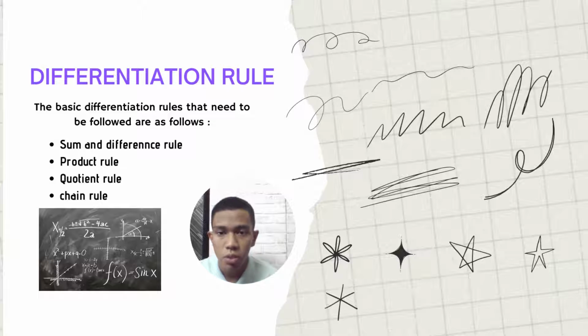For differentiation rules, the basic differentiation rules that need to be followed are as follows. The first one, the sum and difference rule. The second one, the product rule. The third one, the quotient rule. The last one, the chain rule.